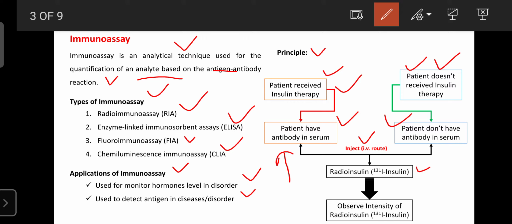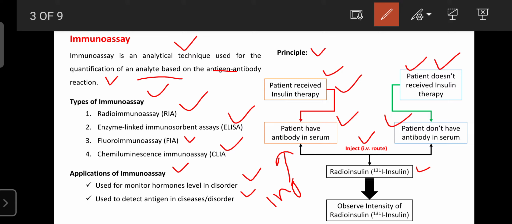It is known as the labeled insulin. It is the target. In the next step, we can monitor. Suppose we administered 1 nanogram of radioligand insulin. We administer it by the IV route, by injection.